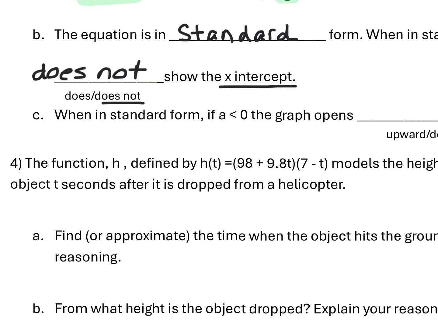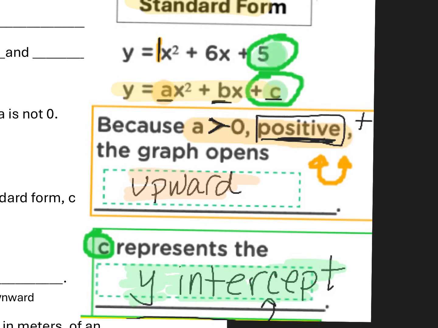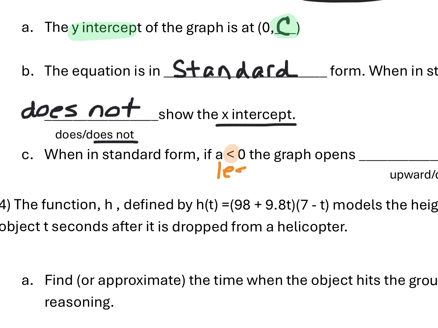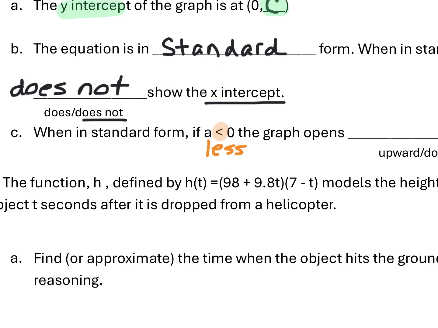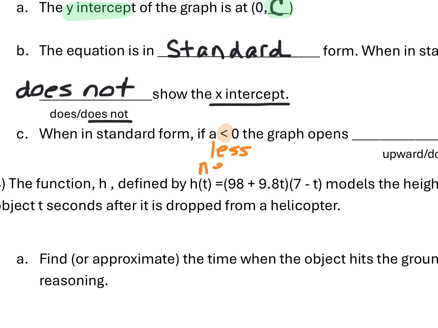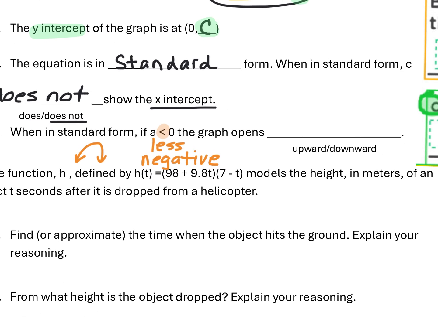Finally, in standard form, remember that A is the number that is here in the very front of the parabola. This is A. And if A, in this case, is less than 0, because that's what that symbol means, that means that A is going to be a negative number. And if A is a negative number, the graph points downward. So that means that I am going to write the word downward.